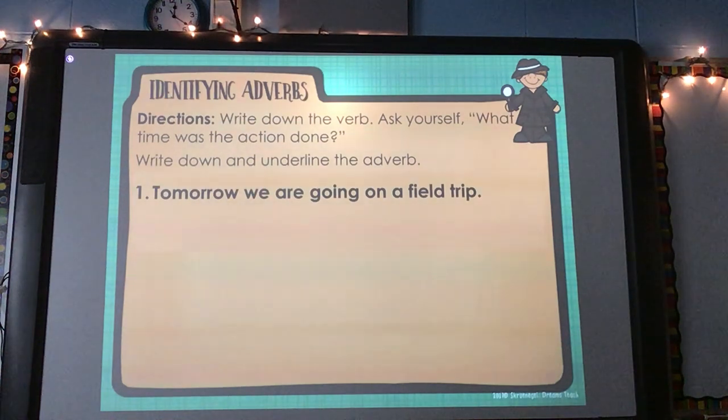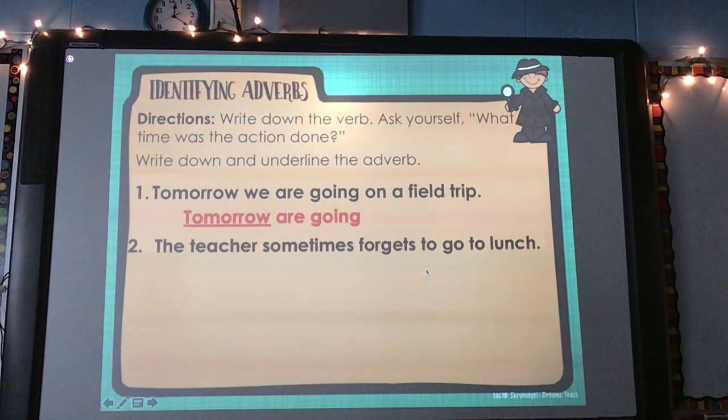Tomorrow we are going on a field trip. Write down your adverb. Our verb being going. When are they going? Tomorrow. Number 2, the teacher sometimes forgets to go to lunch.